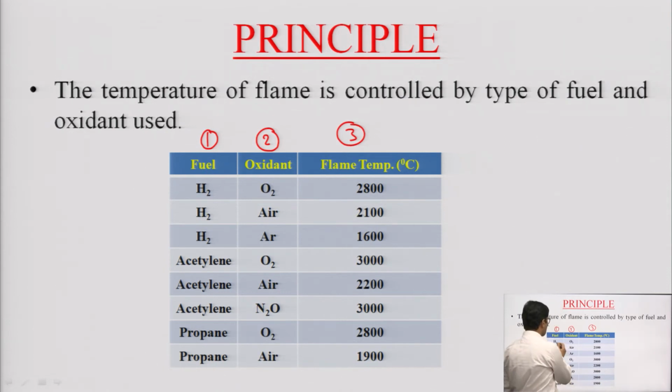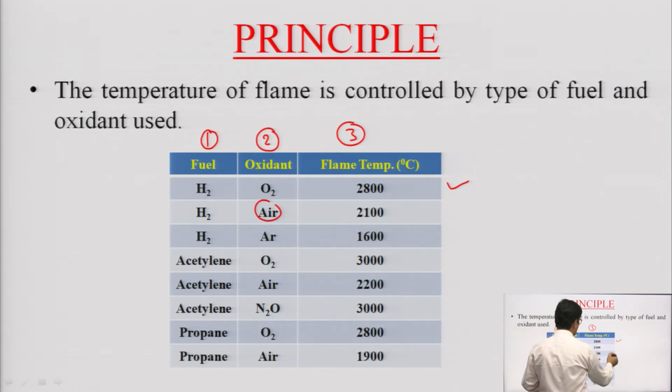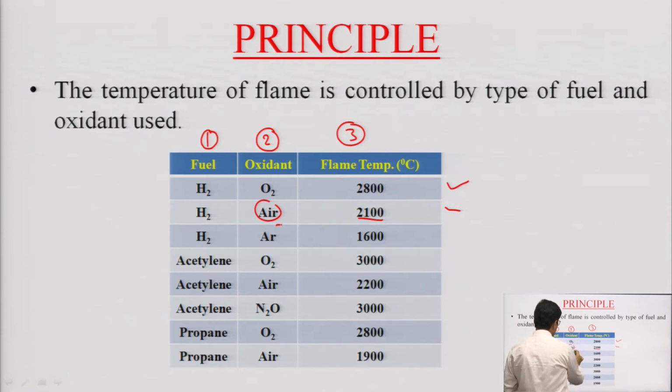So, hydrogen and oxygen type of flames will give you a temperature of 2800 degrees Celsius, but if we use air instead of oxygen, the temperature is reduced to 2100. And by changing the oxidant to argon gas, the temperature is even lower, 1600.